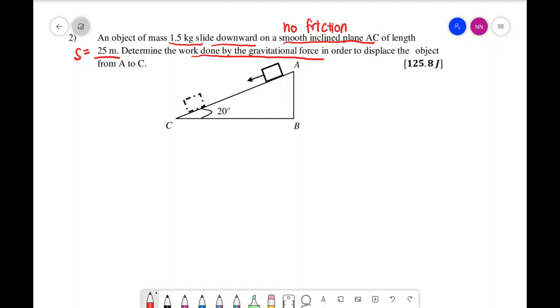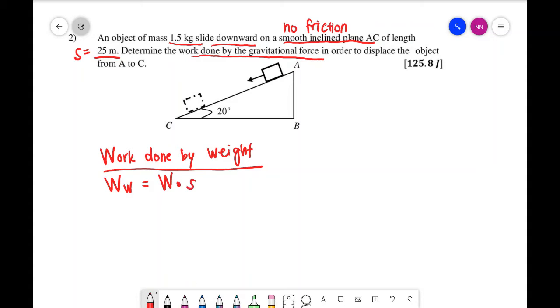Work done by gravitational force actually is work done by the weight. So work done by weight is equal to weight dot s. So this is the weight and this is the displacement.